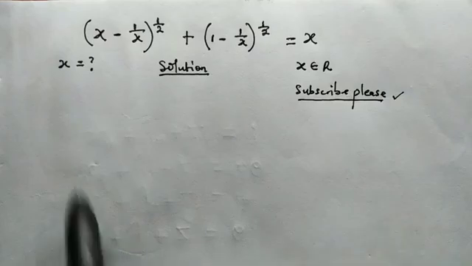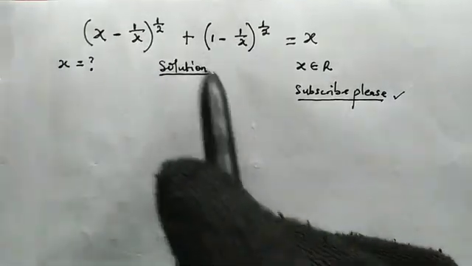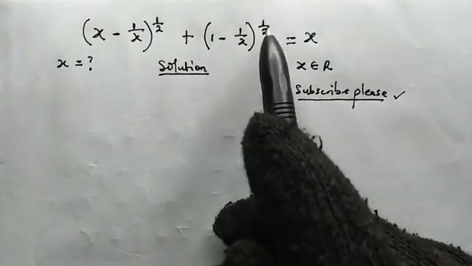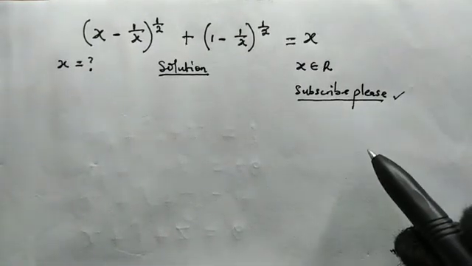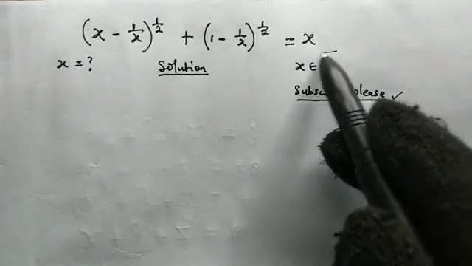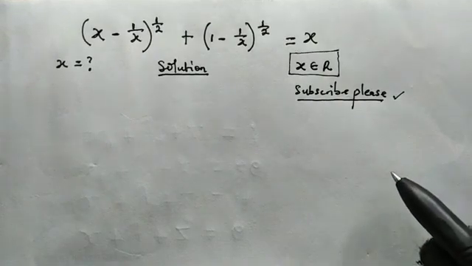So here we have x minus 1 over x to the power of 1 over 2 plus 1 minus 1 over x to the power of 1 over 2. This is equal to x. Here we're going to solve for the real value of x, right? Since we are given that x belongs to the set of real values, right?